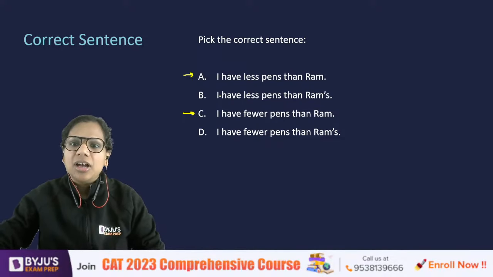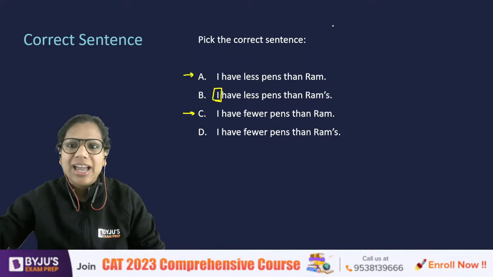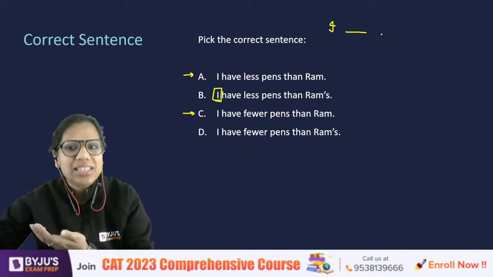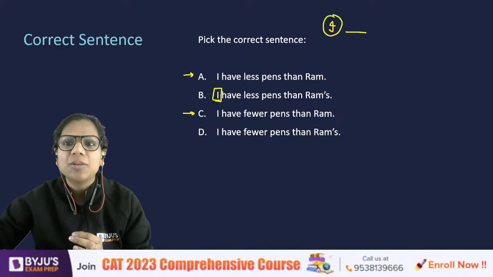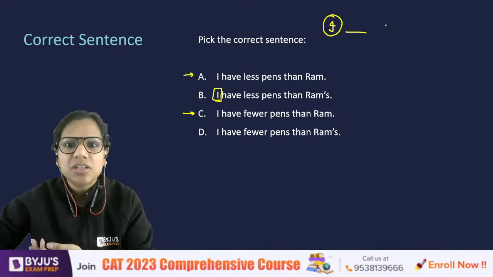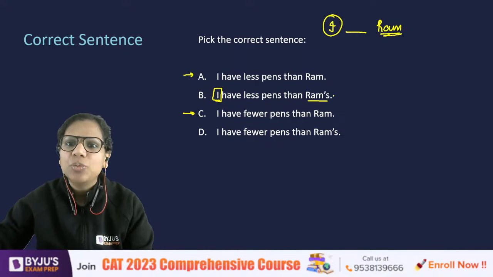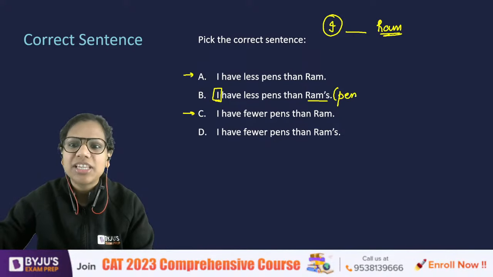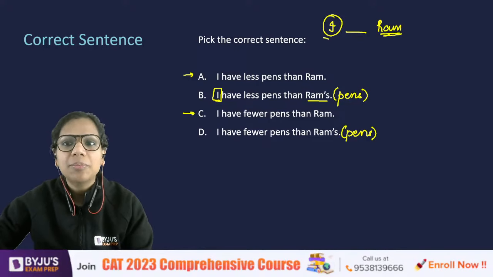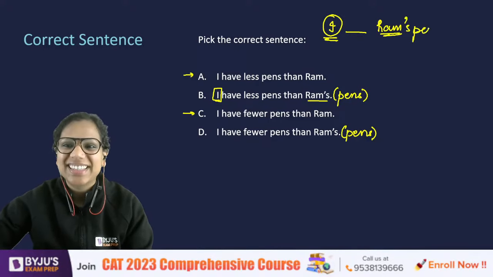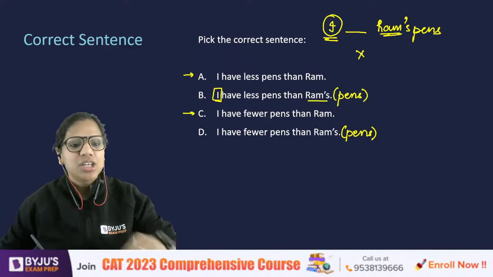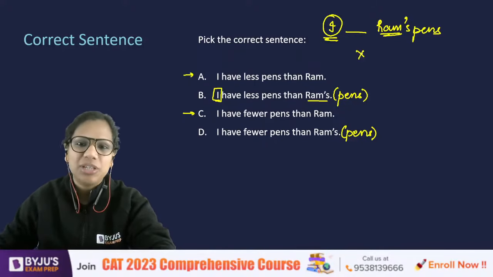First of all, the comparison is between I and someone else, right? So you can compare a person to another person only. So I can be compared with Ram only. It cannot be compared with Ram's pens. When I say Ram apostrophe S, that means I want to write Ram's pens here. So I cannot compare I with Ram's pens. That would be an incorrect comparison. So very happy to see that you've eliminated B and D.